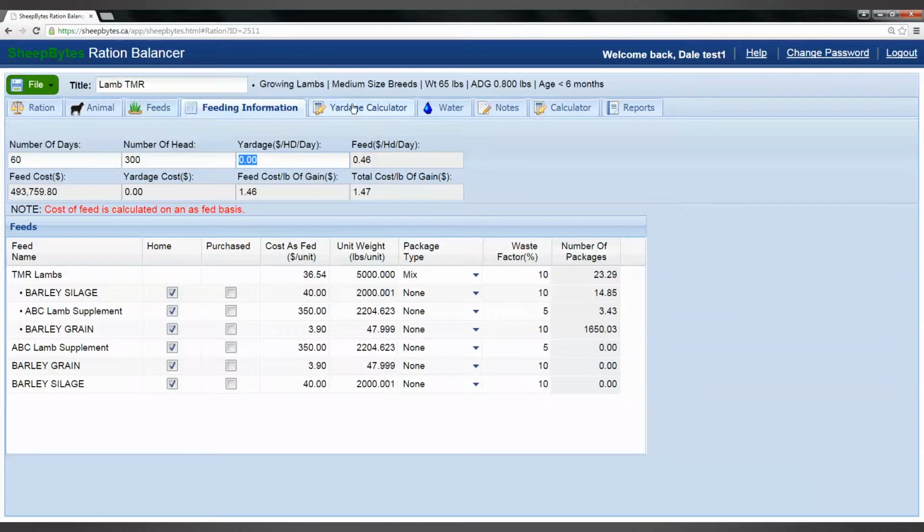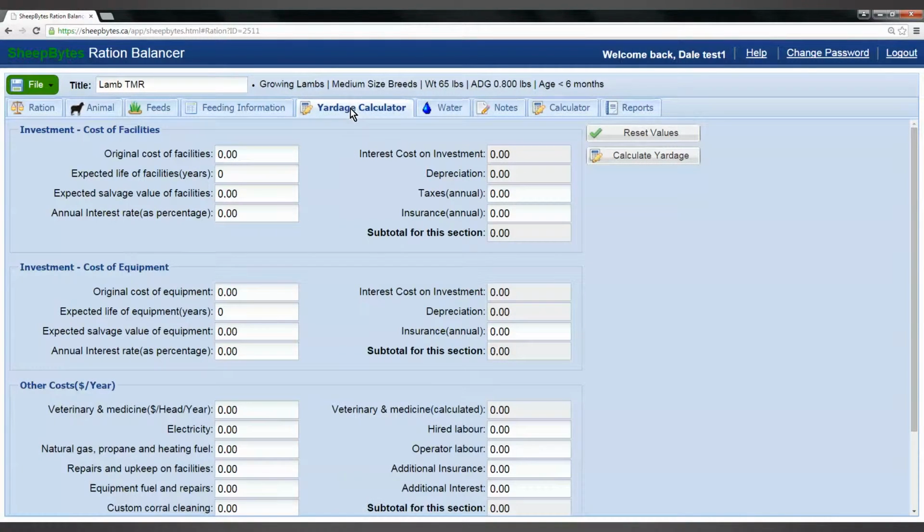If you don't know it, you can use the yardage calculator. This is divided into 3 sections: investment cost in facilities, investment cost of equipment, and other costs per year. So if you do have the data to populate all these boxes, then you can come up with a calculated yardage for your operation simply by clicking on the Calculate Yardage box. In our case, we will just assume a yardage value.